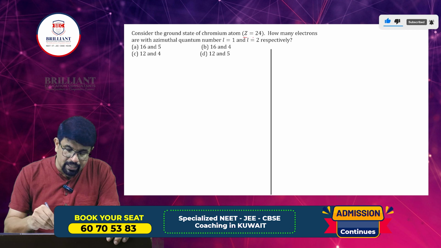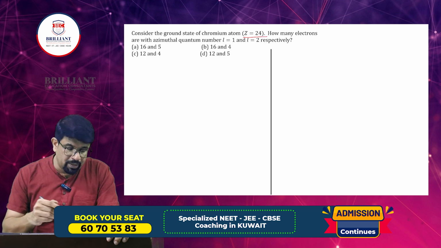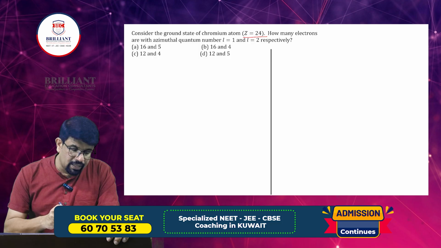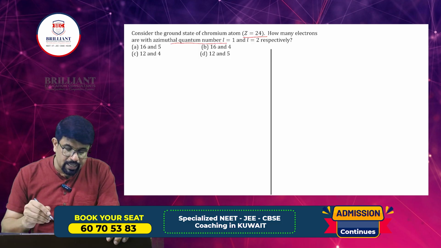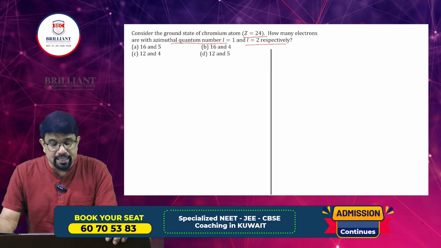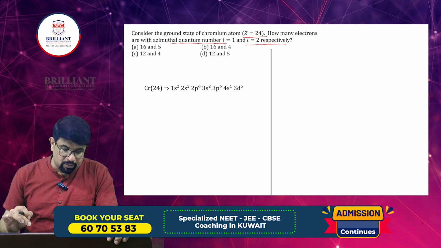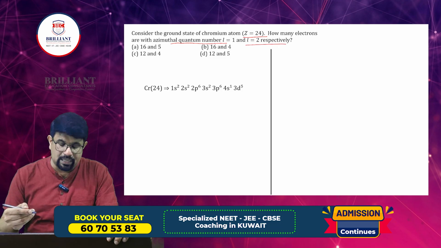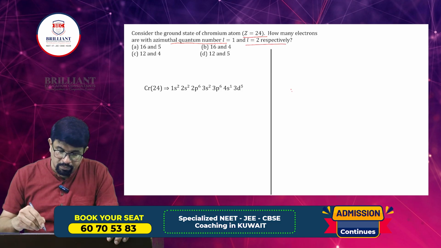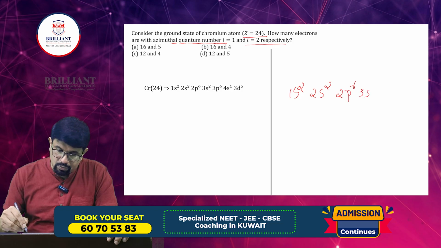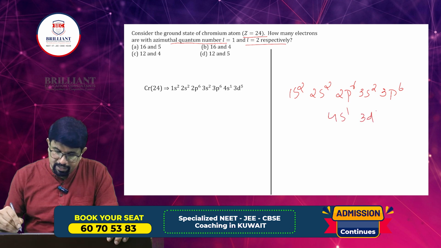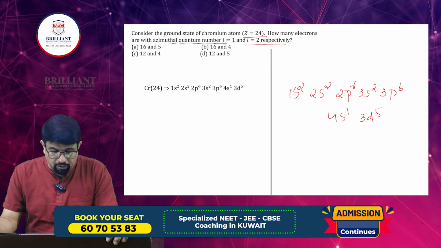Its atomic number is given as 24. How many electrons are with the azimuthal quantum number l = 1 and l = 2 respectively? We already know the expected electronic configuration of chromium, but the actual electronic configuration is 1s2, 2s2, 2p6, 3s2, 3p6, then 4s1, 3d5. That is the actual electronic configuration.